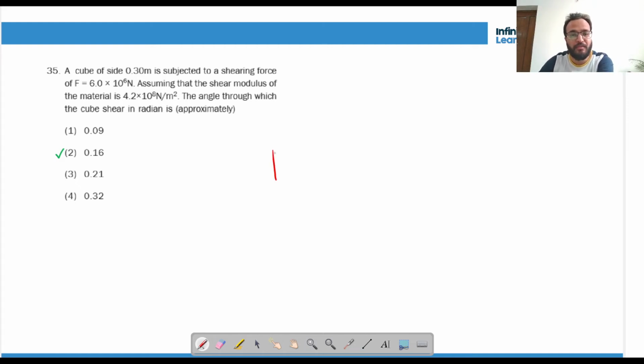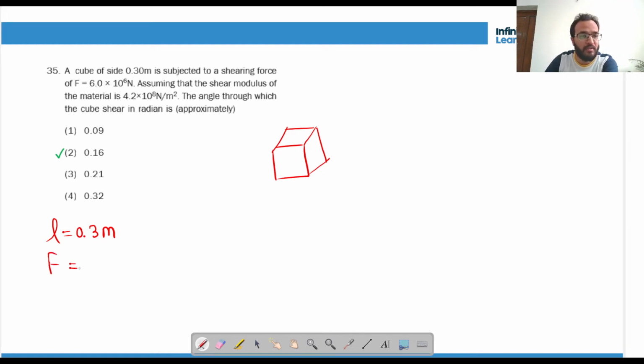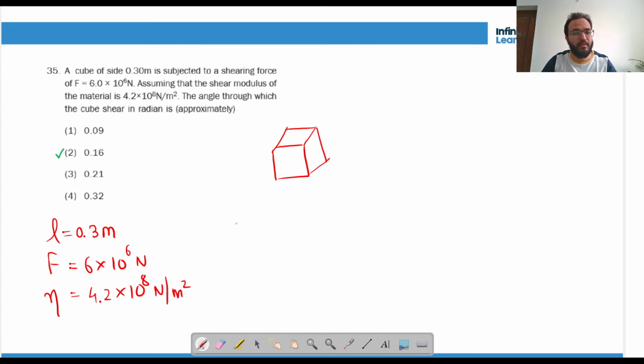So they have given you a cube. A cube whose side length L is 0.3 meter is subjected to a shearing force of 6 into 10 to the power 6 Newton, and the shear modulus is given. All these things are given to you. Find the angle. So everybody knows that.